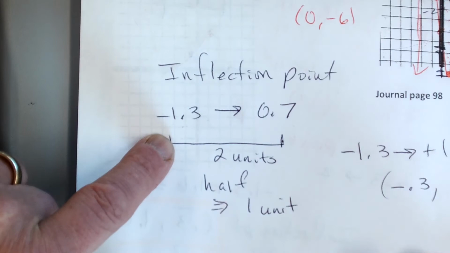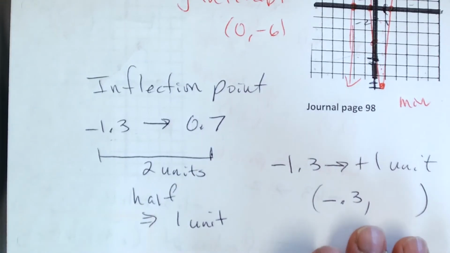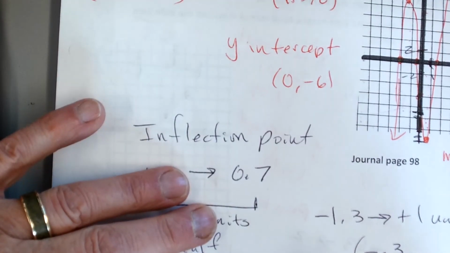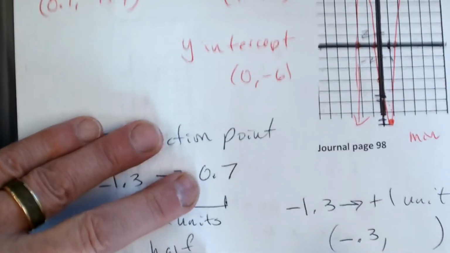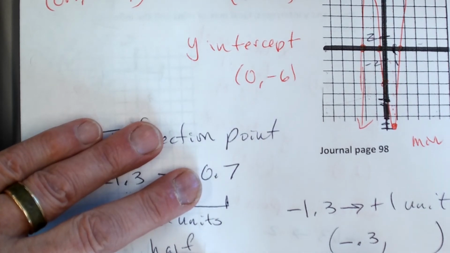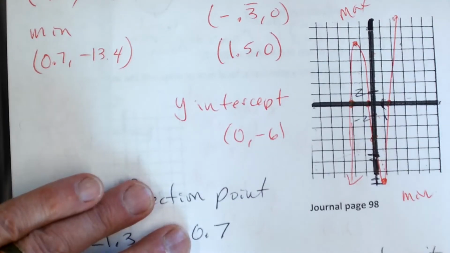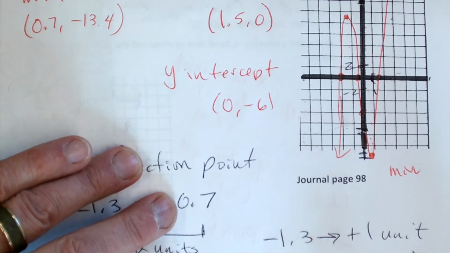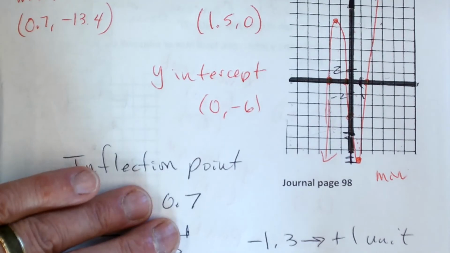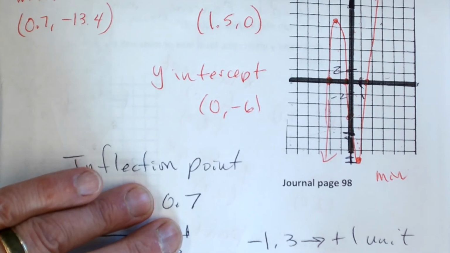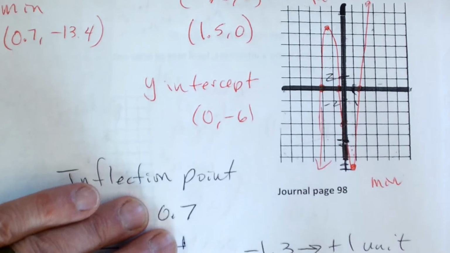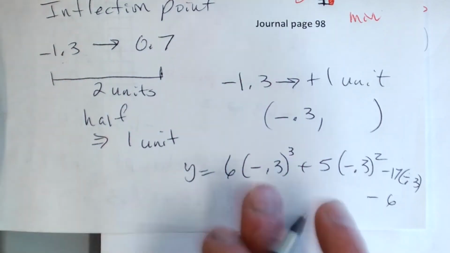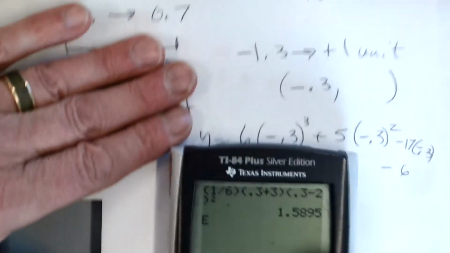Now to get the y value, we just plug that back in to my original equation, which was y equals 6x cubed plus 5x squared minus 17x minus 6. We're going to go 6 times my negative 0.3 cubed plus 5 times my negative 0.3 squared minus 17 times my negative 0.3 and then minus 6. And I'm going to use my calculator to plug it in. Sorry, that's also squishy. Probably should have started over here. But anyway, let's see what the calculator says we get.